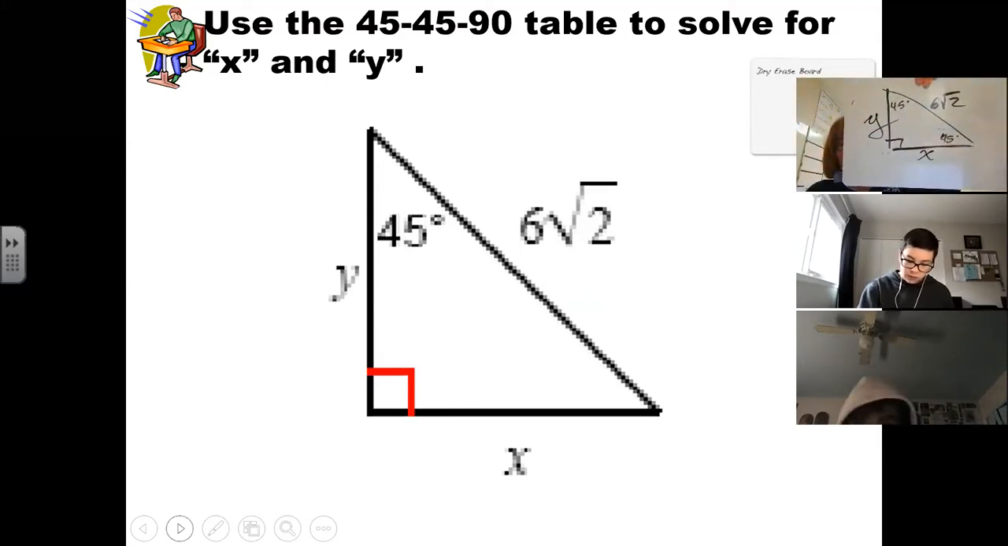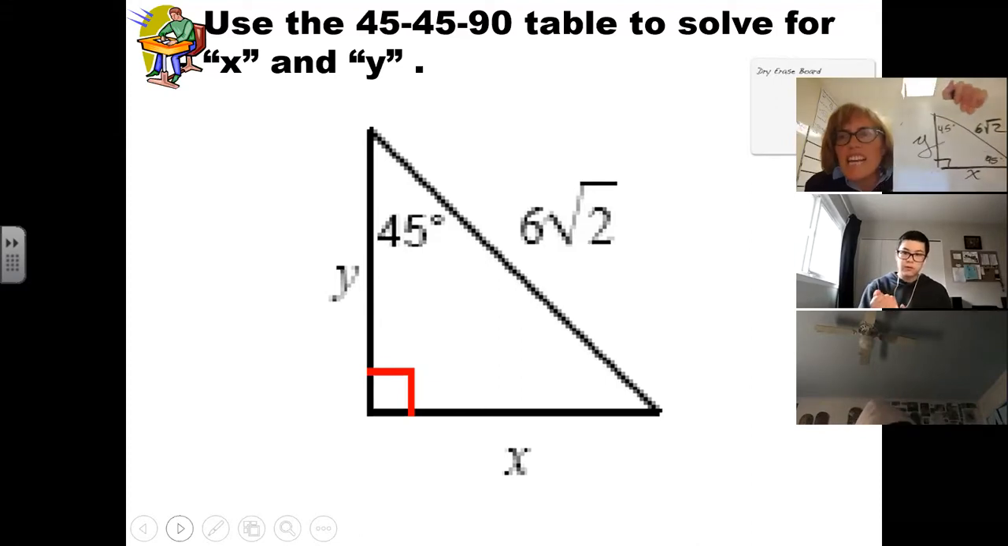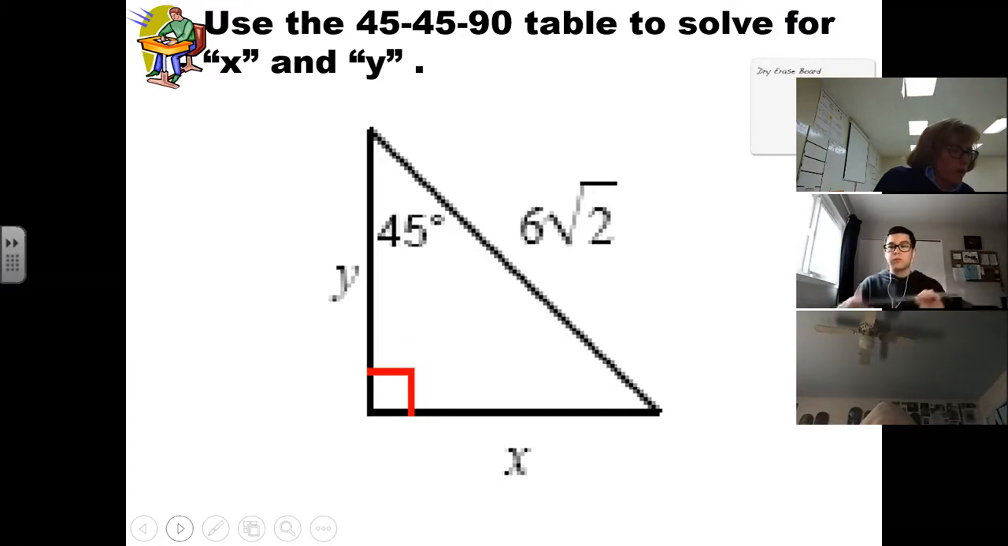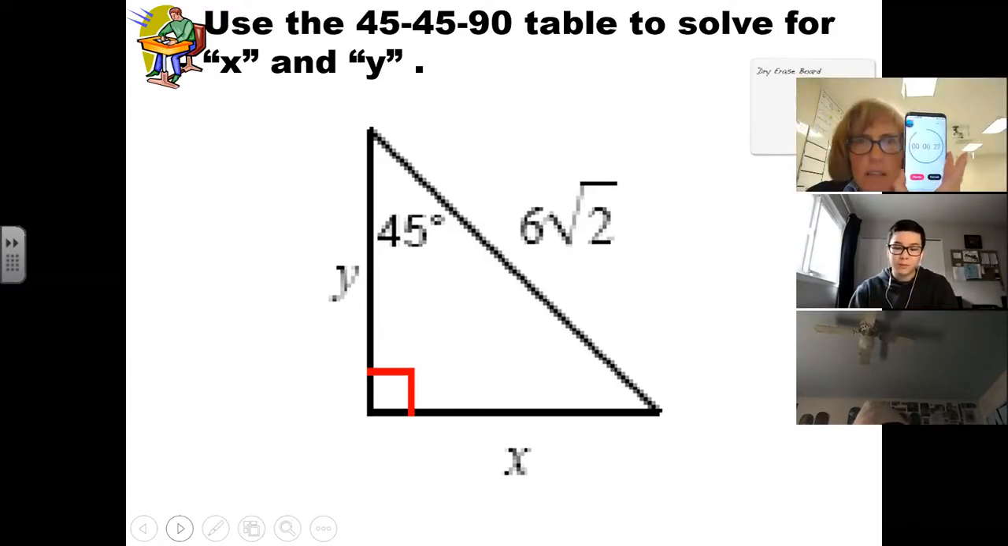There it is. Ready? You have 30 seconds to find the value of X and Y. Go. Put it on your board. Why am I only giving you 30 seconds? Because if you understand this, that is literally how fast it's going to take you. Quickly, folks.